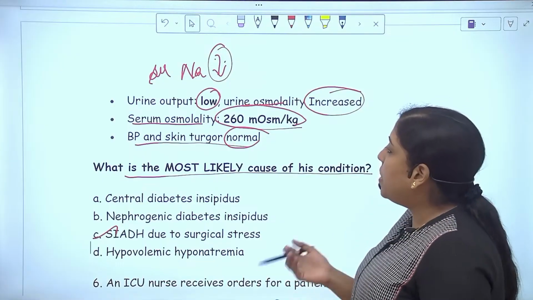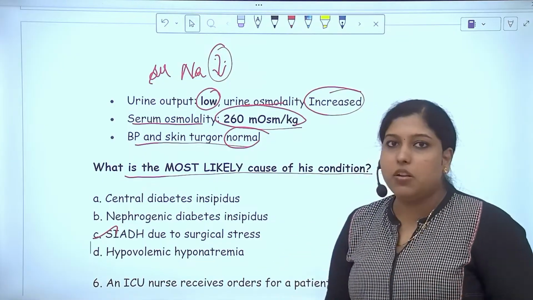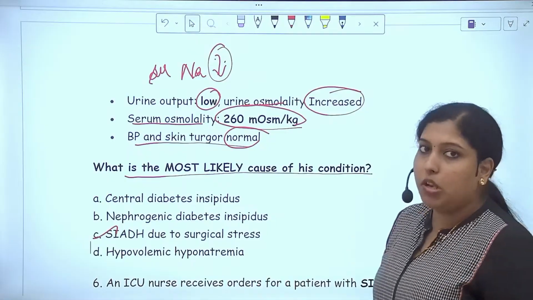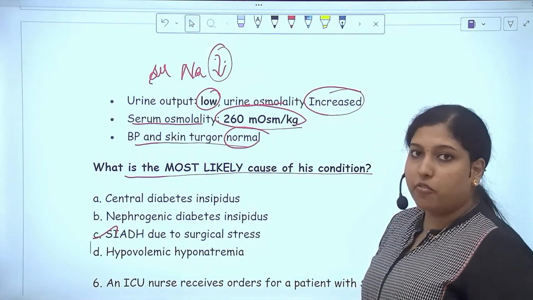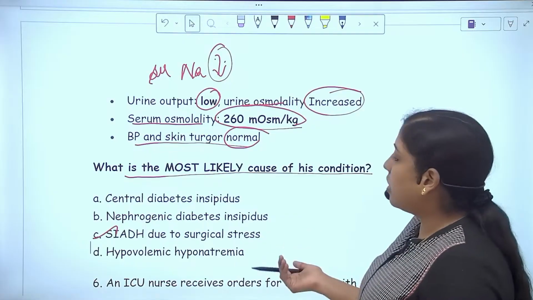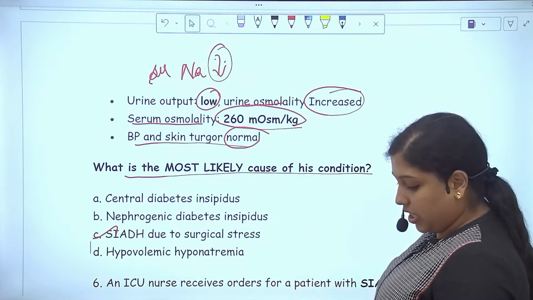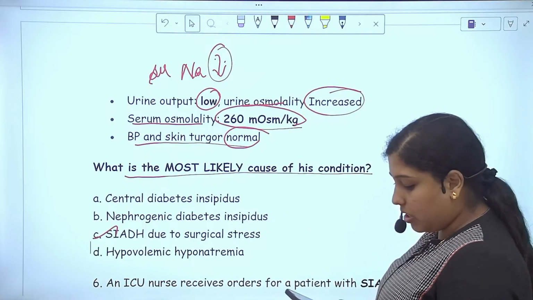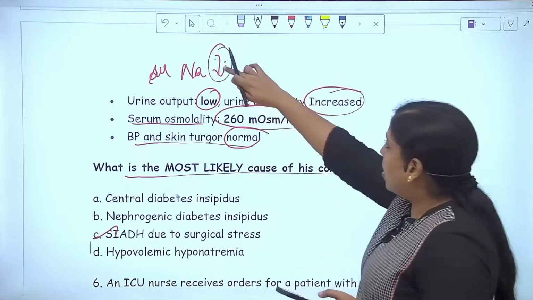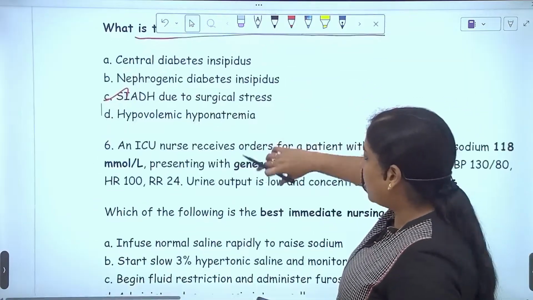And BP and skin turgor are quite normal, right? Because it is euvolemic, not hypervolemia, right? So what is the most likely diagnosis? Obviously it is your SIADH. Very good, Saranya, very good, Priyanka, Sonia and everyone. Now with the same, answer the next question.